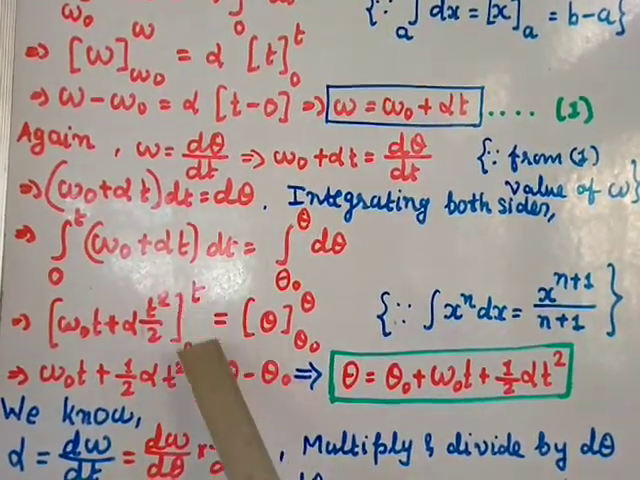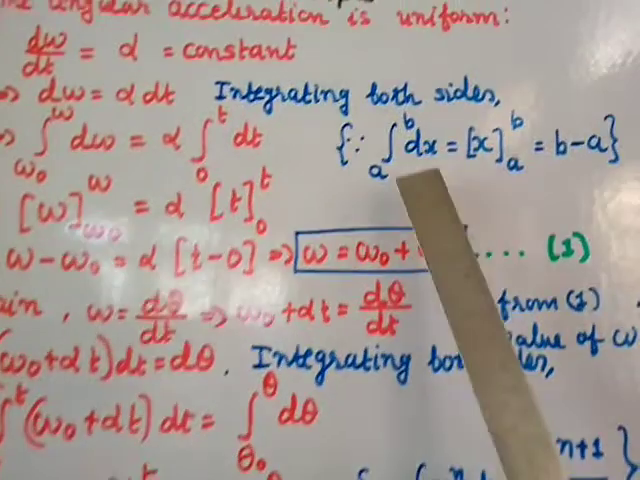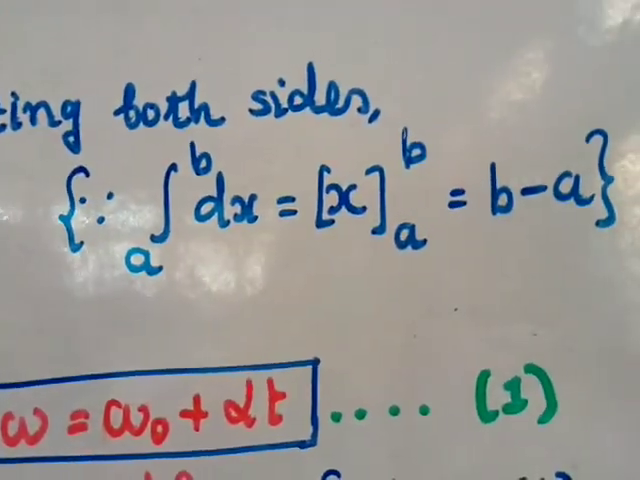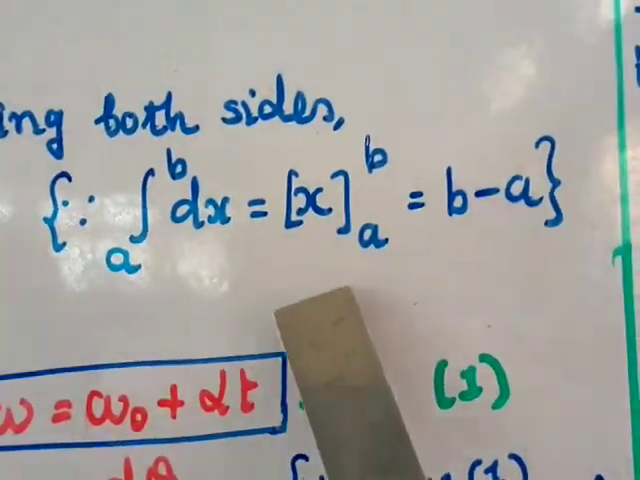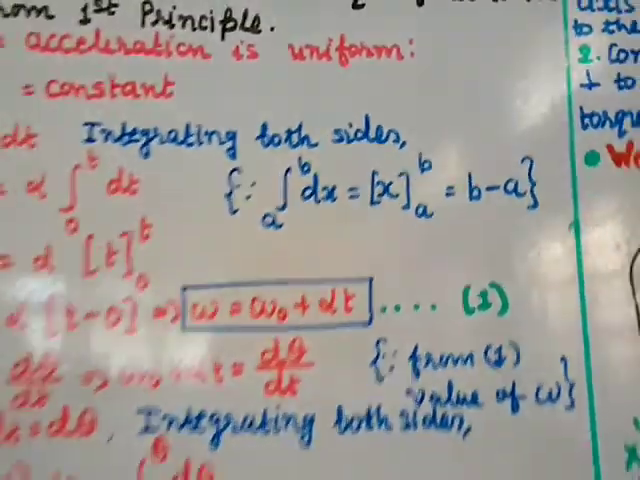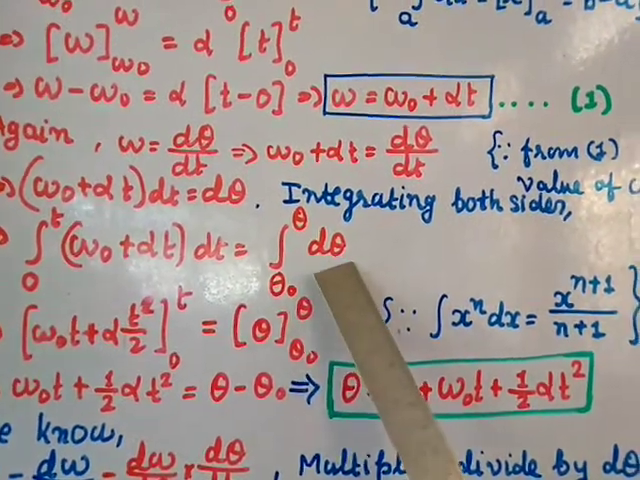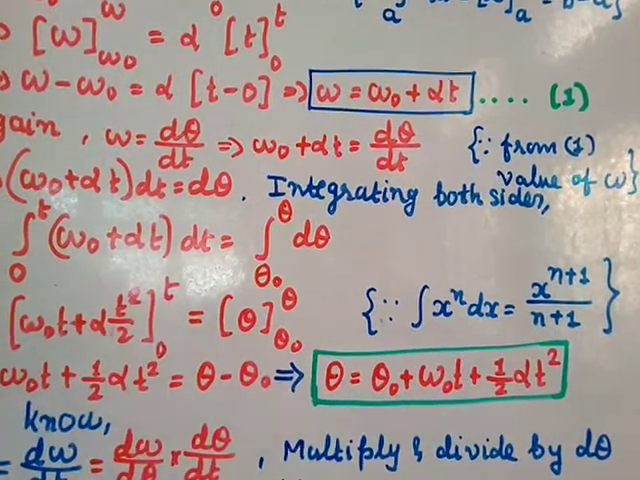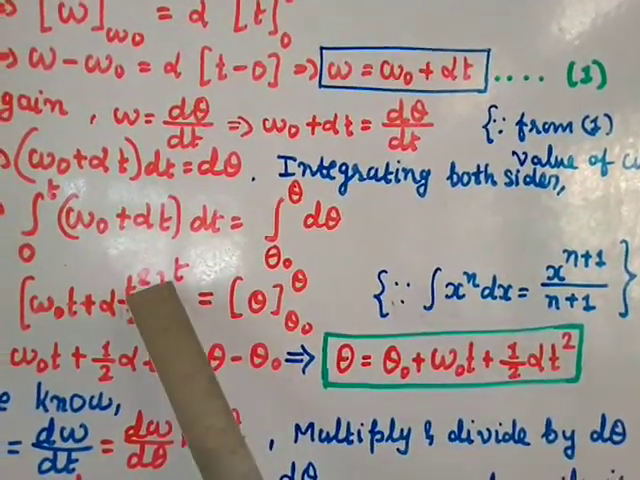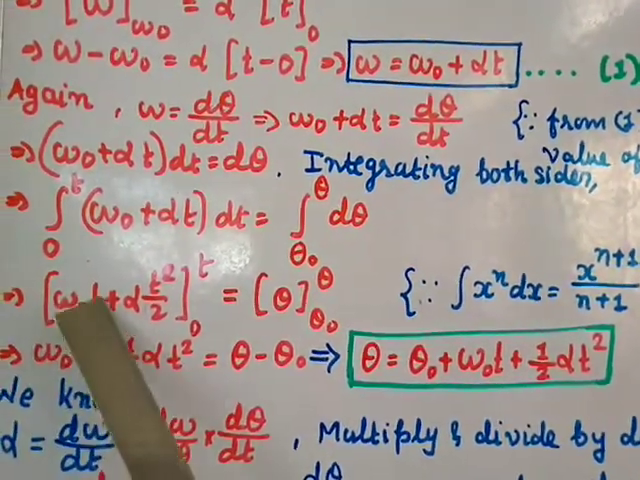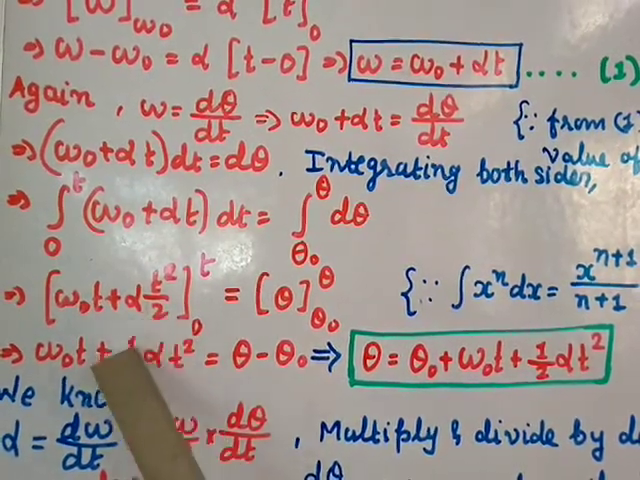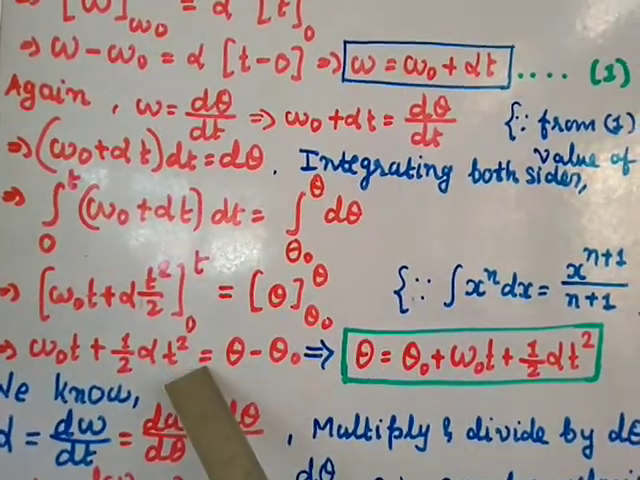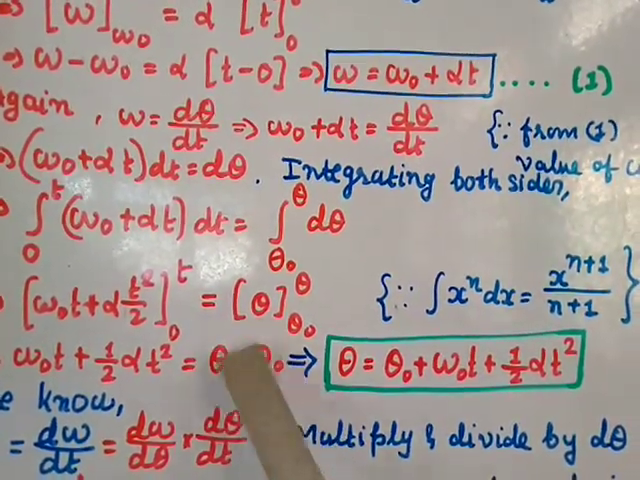Limit from 0 to t equals, now just like the previous one, the integral of dx with respect to x is x, from a to b. Apply the upper and the lower limit. So here the integral of 1 d theta with respect to theta is theta, from theta naught to theta. Apply the limit, and when you apply 0 it will be cancelled, so only apply the t. So here omega naught t plus 1 by 2 alpha t square, equal to the upper limit theta minus the lower limit theta naught.